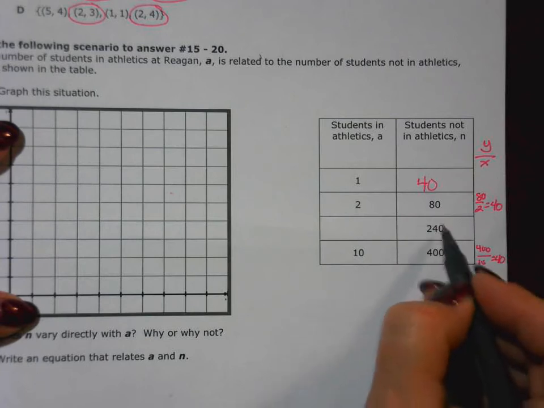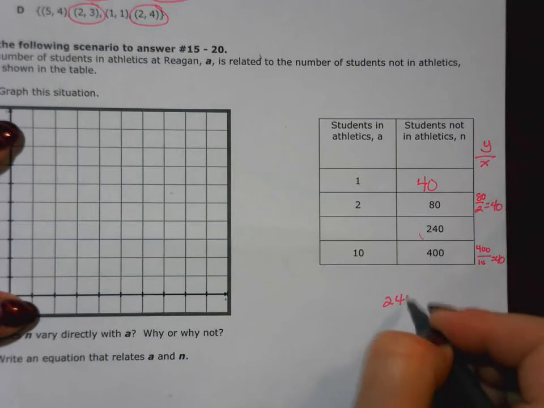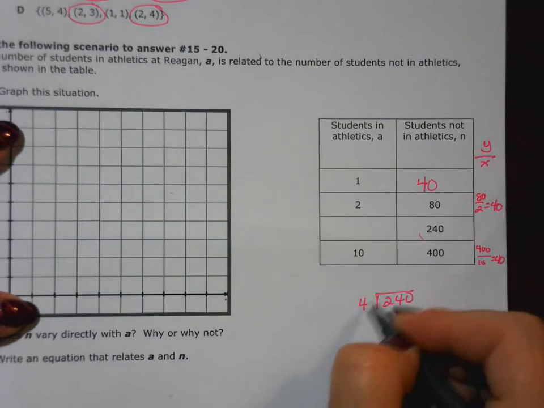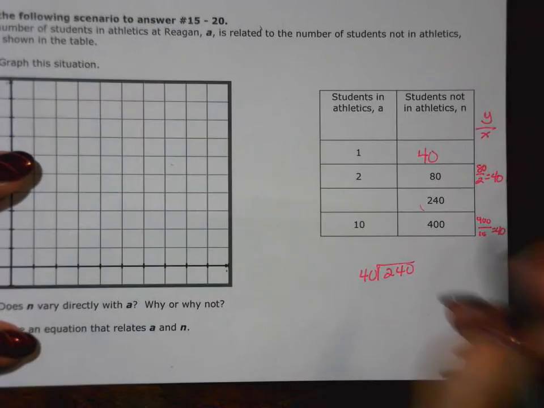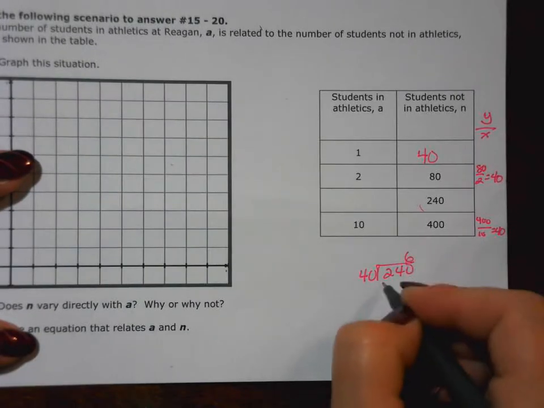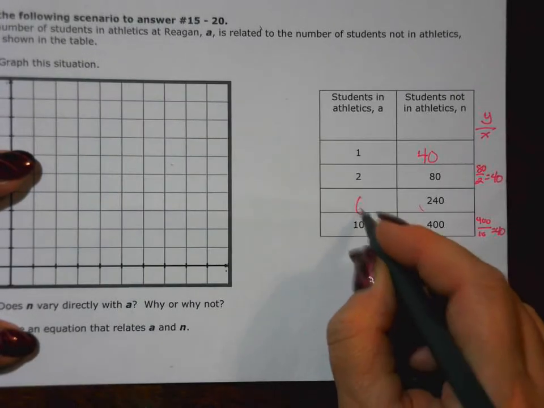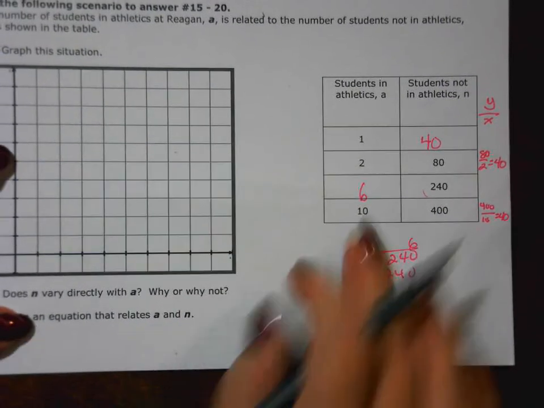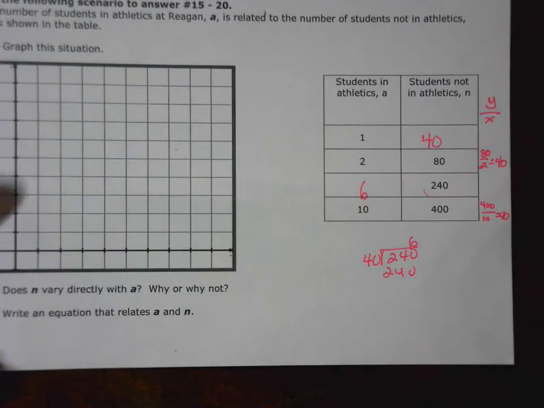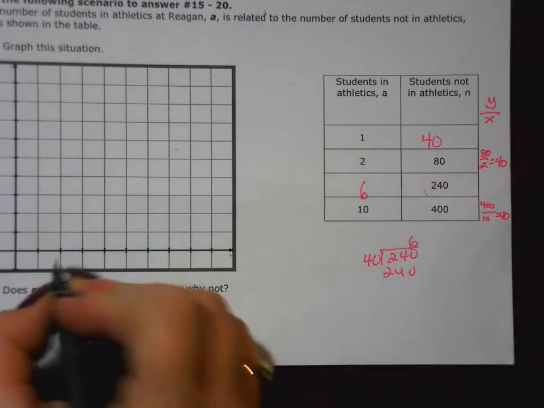So if I take 240 divided by 40, we would get 6, which is 240, so that tells me that that's what that is there to fill in my table. And I'm going to go ahead and graph it.